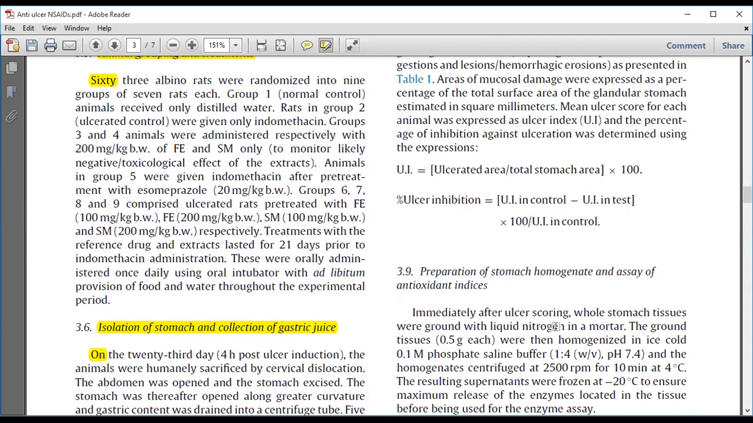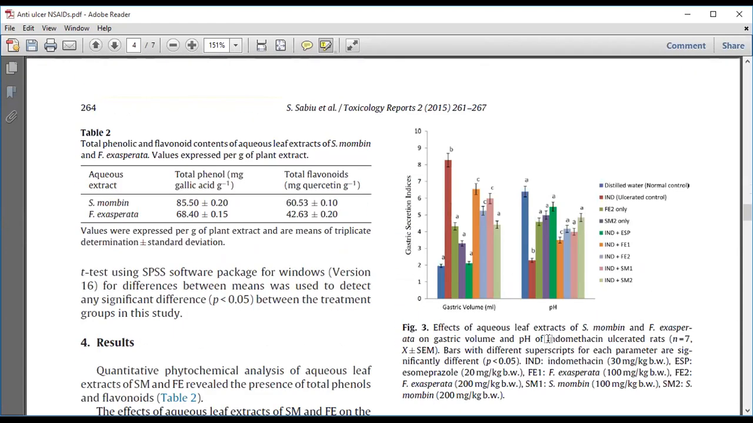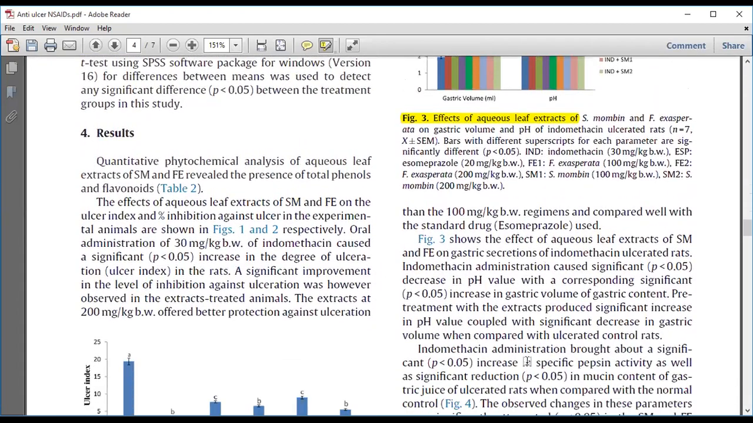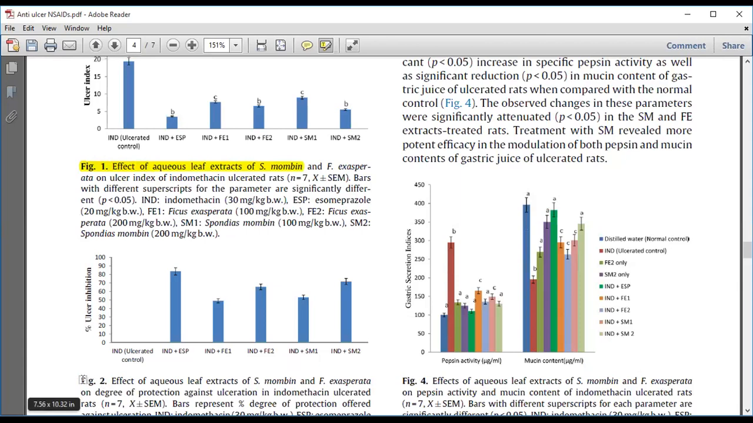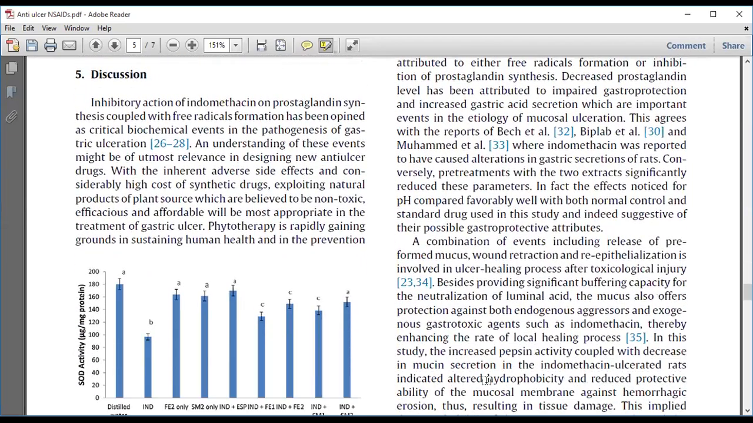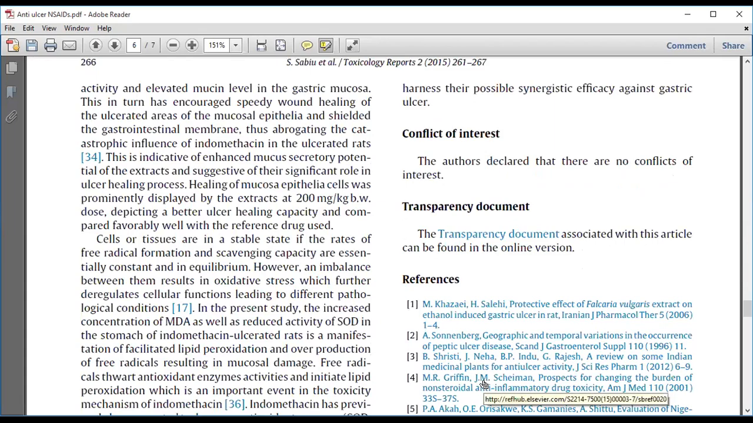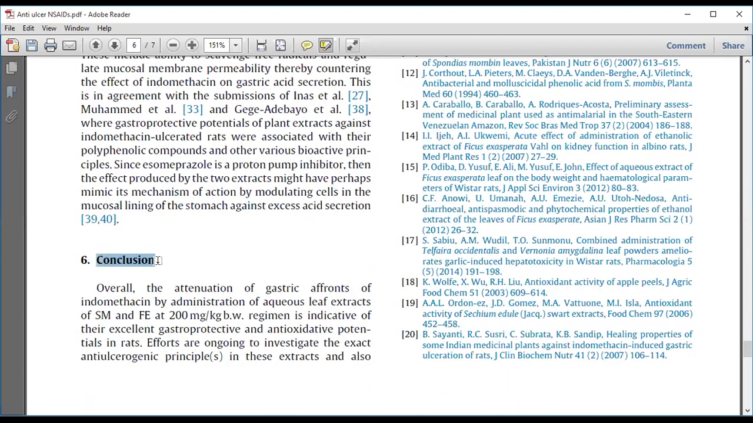Don't go into the details of this antioxidant study and all, because this will be difficult. Then go through this table, this figure, this figure, this one, figure 2, figure 4, and finally the conclusion. So these are the important points, the points which are related to your experiment. So you just go through it.